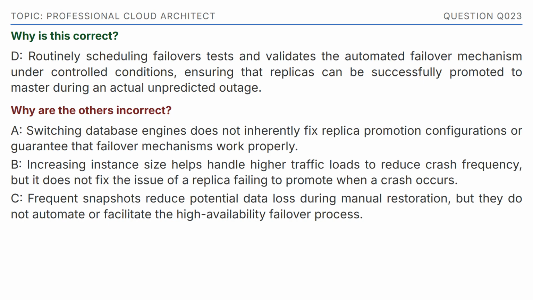Why are the others incorrect? A. Switching database engines does not inherently fix replica promotion configurations or guarantee that failover mechanisms work properly. B. Increasing instance size helps handle higher traffic loads to reduce crash frequency, but it does not fix the issue of a replica failing to promote when a crash occurs. C. Frequent snapshots reduce potential data loss during manual restoration, but they do not automate or facilitate the high availability failover process.